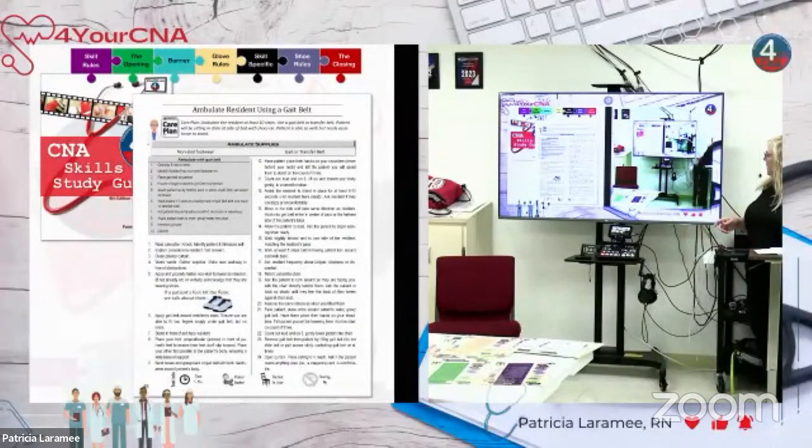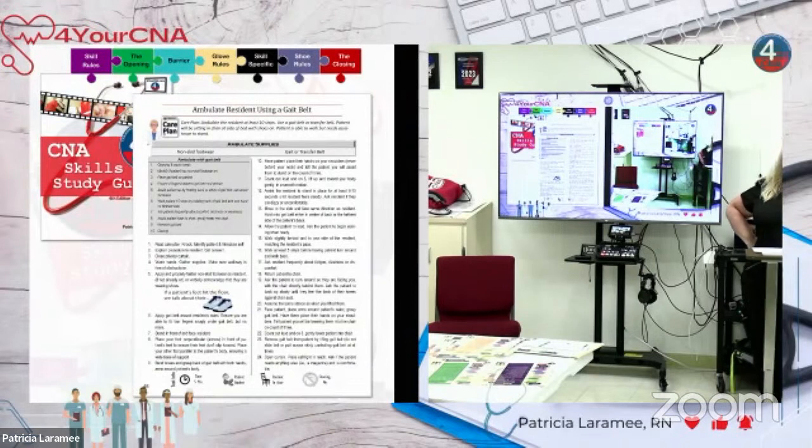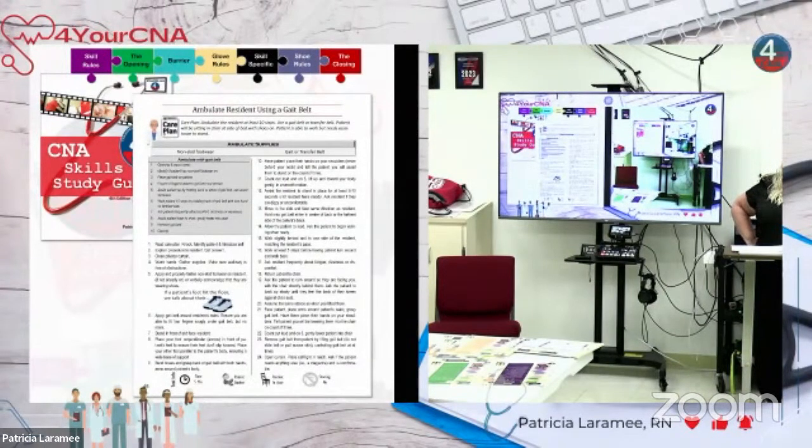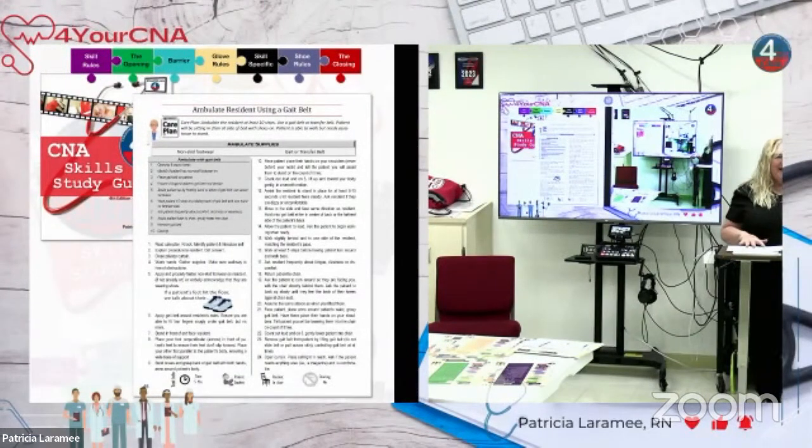So page 46, you've got ambulate a resident with a gait belt. This care plan says ambulate the resident at least 10 steps. How far are we going? Yeah, guys, it's 5 steps in one direction, turn around, and 5 steps back. So we're not going very far at all. It says use a gait belt or transfer belt. Again, same item, 2 names. We're really good at that in healthcare. So gait belt, transfer belt, same thing.